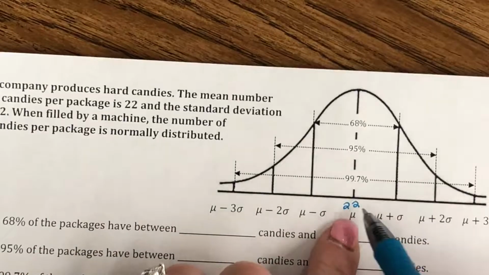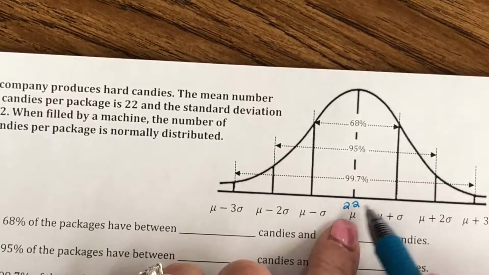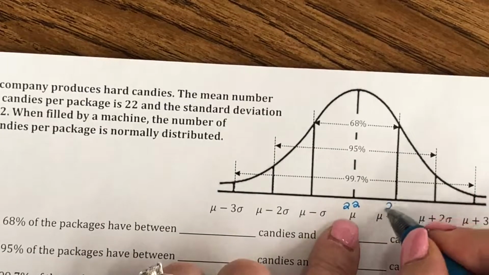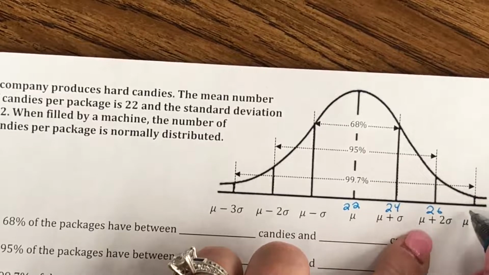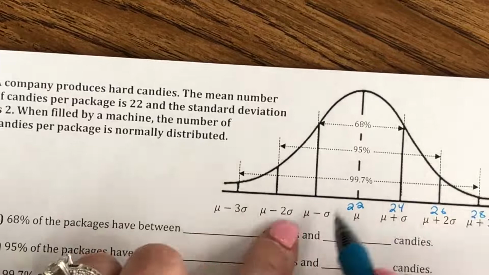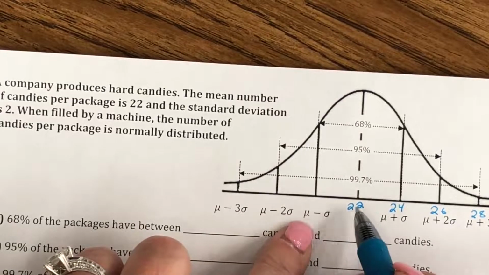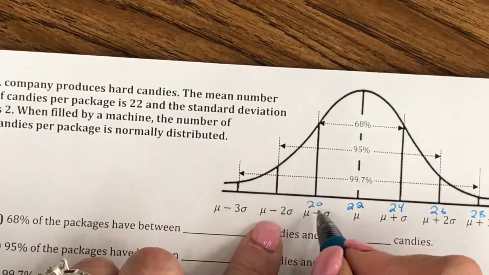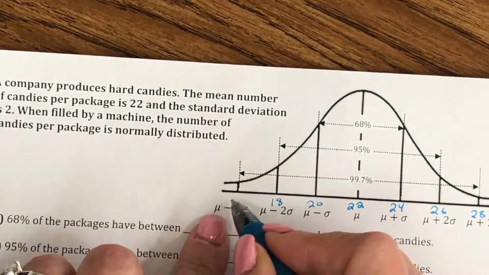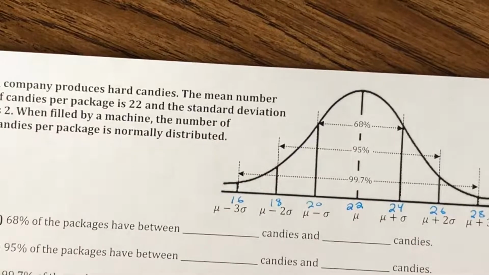So if my standard deviation is 2, to find this number is 22 plus 2, which is 24. Then I add another 2, which gives me 26, and then another 2, which gives me 28. To go this direction, I'm going to subtract 2. So 22 minus 2 is 20. And then subtract another 2 is 18. Subtract another 2 is going to be 16.